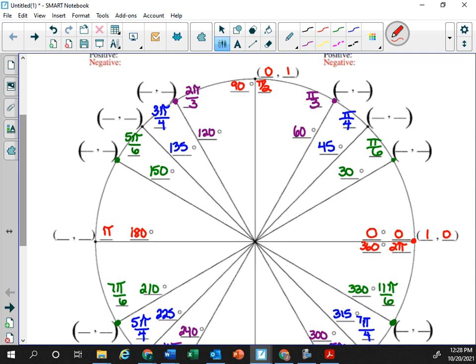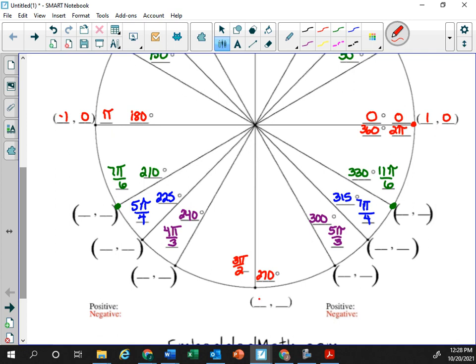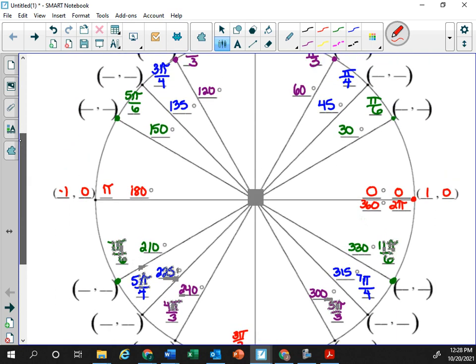At 180? Okay. Down at 270? And we're already back to pi. Okay. So those aren't too bad.